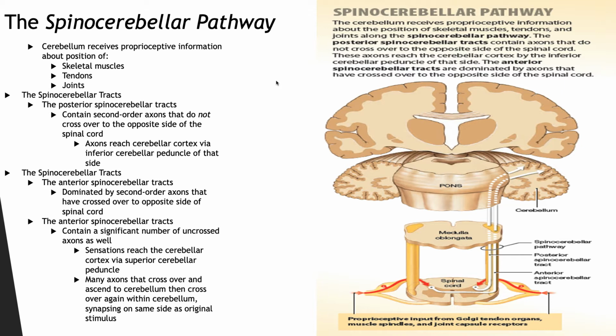The sensations carried by the anterior spinocerebellar tracts reach the cerebellum by the superior cerebellar peduncle. Interestingly, many of the axons that cross over and ascend to the cerebellum then cross over again within the cerebellum, synapsing on the same side as the original stimulus. The functional significance of this double cross is unknown, though. The information carried by the spinocerebellar pathway ultimately arrives at the Purkinje cells of the cerebellar cortex. Proprioceptive information from each part of the body is relayed to a specific portion of the cerebellar cortex.